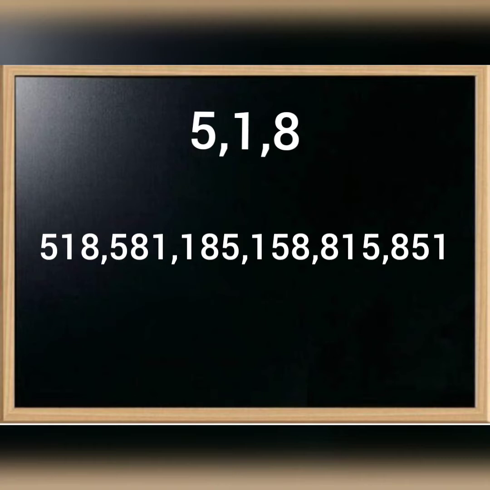So here the numbers made by the digits 5, 1 and 8 are 518, 581, 185, 158, 815, and the last one is 851. Here we can form 6 3-digit numbers from the given digits.